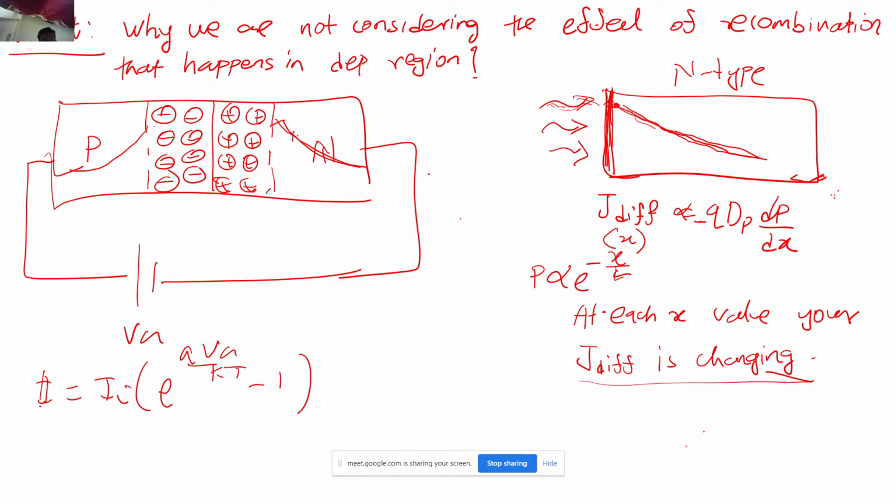Now if you look at this current equation, you told me that in the PN junction the diffusion current is the dominant current, right? Now I am telling you the diffusion current itself is changing with distance. But using this equation, you are saying the diffusion current is constant, just dependent on this term VA, whatever I am applying. So what is actually happening here?